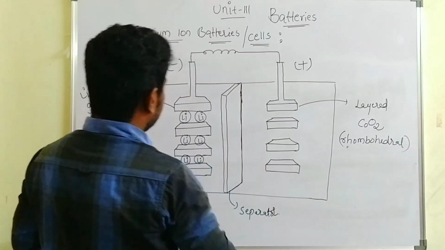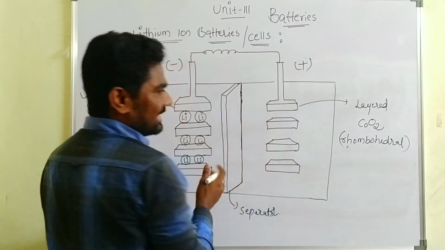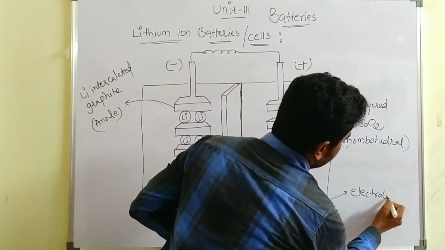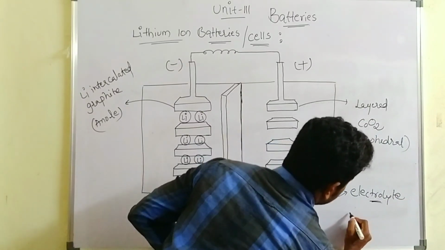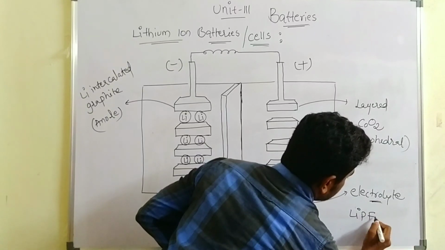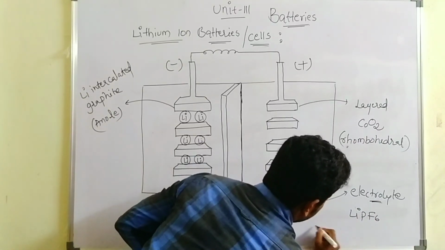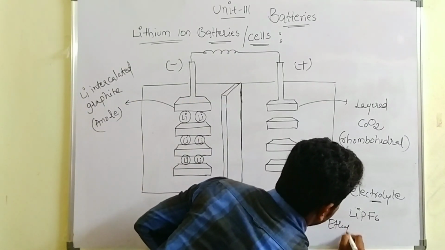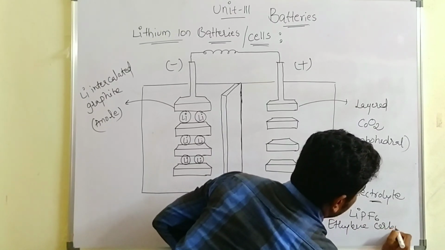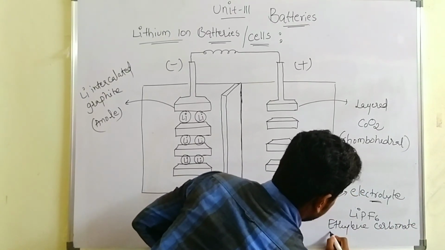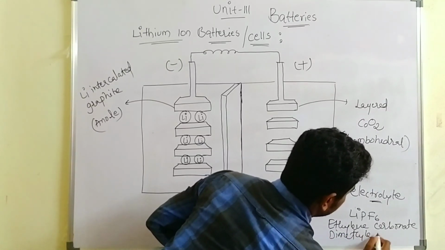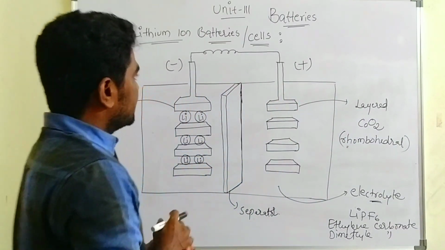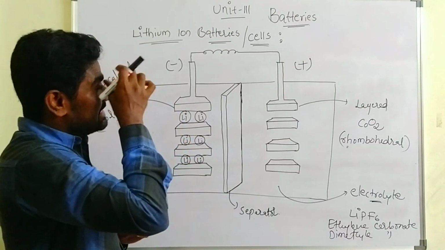This total setup is immersed and packed in the electrolytic solution. A gel type electrolyte is there actually. The electrolyte is lithium hexafluorophosphate in a mixture of ethylene carbonate and dimethyl carbonate. Okay, this is the simple setup of the lithium ion batteries.